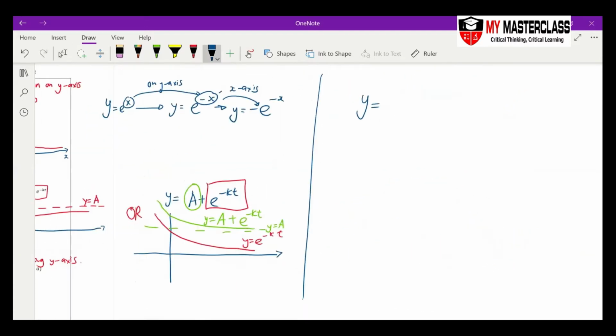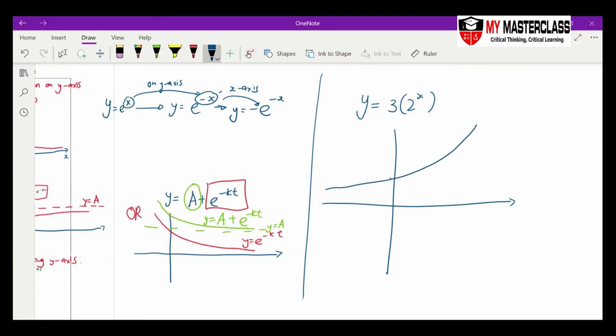Let's say this is y equals 3 bracket 2 to the power of x. How does it look like? It is an aeroplane taking off. However, many students will make this mistake of not knowing what to label this as. Because this is on the y-axis, when you're on the y-axis, you substitute x equals 0.